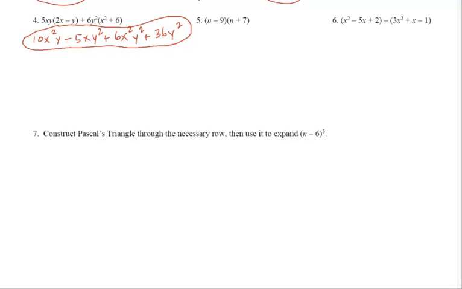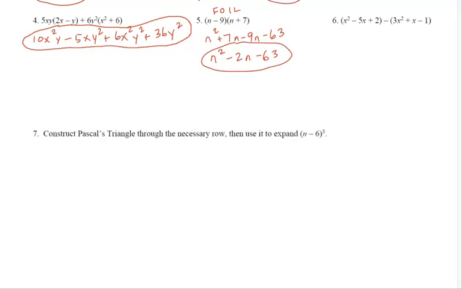Number 5, you're multiplying two binomials together, so this is going to be the FOIL method. So first, n times n makes n squared. The outside, n times 7, is 7n. The inside, negative 9 times n, is negative 9n. And then the last, negative 9 times 7, is negative 63. You combine the like terms in the middle, these two like terms, so 7 minus 9 is negative 2n, and then minus 63. And there's the answer for number 5.